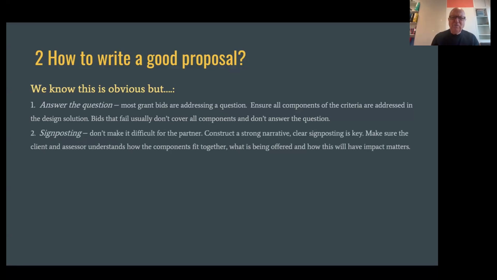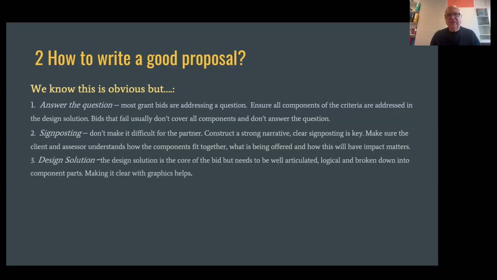The second thing is, don't make it difficult. One of the things that's quite interesting is, when you're in the middle of writing a grant application, it's really challenging. You've got a lot of things to consider. It takes time. But the idea is to think about who's reading it. Think about the foundation. Think about the grantee. Think about the people who are assessing a tender. Make it easier for them by signposting the narrative. Give them clear headings. Tell them several times what's happening, making sure that it all fits together. So signposting is essential.